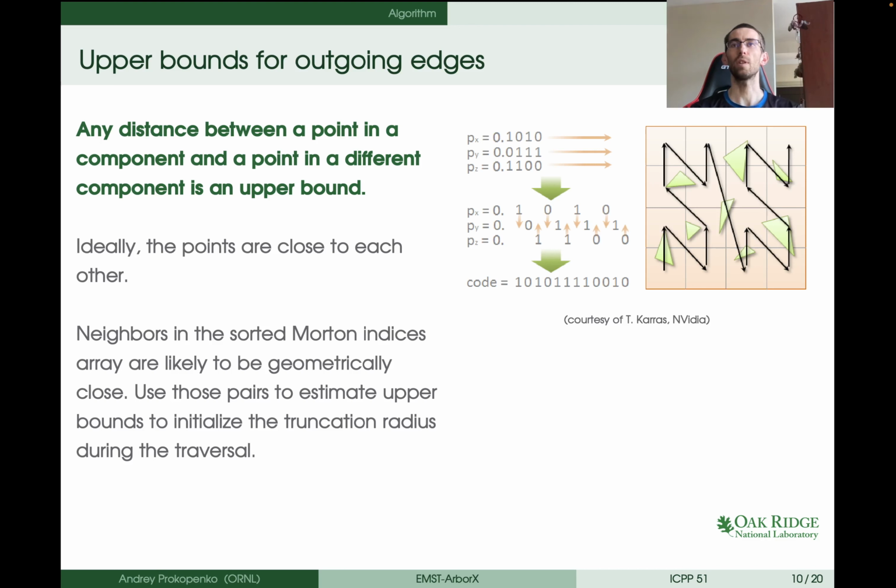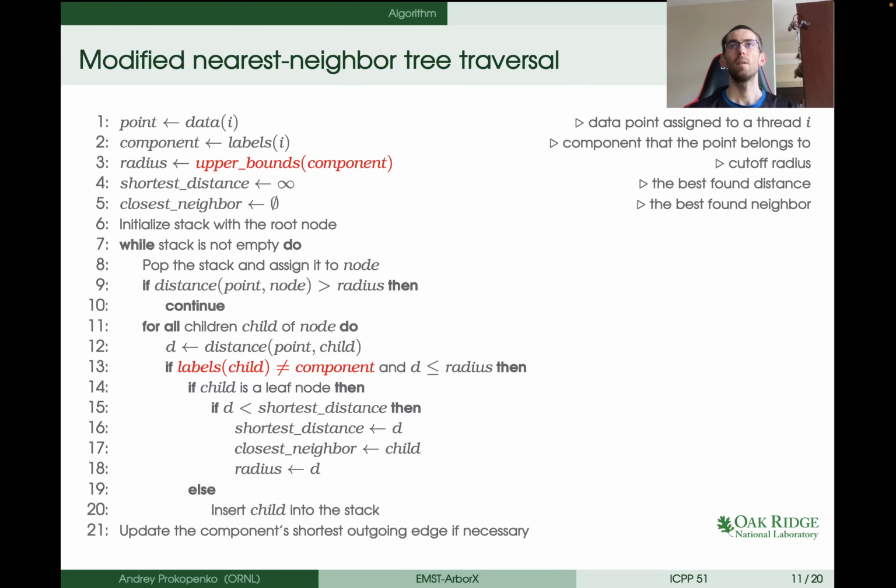So we can use that distance as a reasonable truncation upper bound for the shortest outgoing edge. And once we compute the minimum out of all such pairs, that will provide us with a reasonable bound. Given those 2 optimizations, we can now briefly describe our modified nearest neighbor tree traversal.